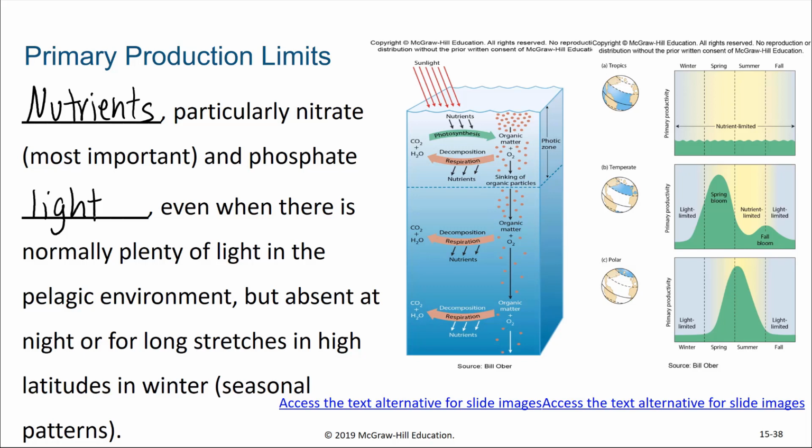In the polar regions, light limiting is the most common, and nutrients can build up in waters, such that during the polar summer, there will be intense primary production.